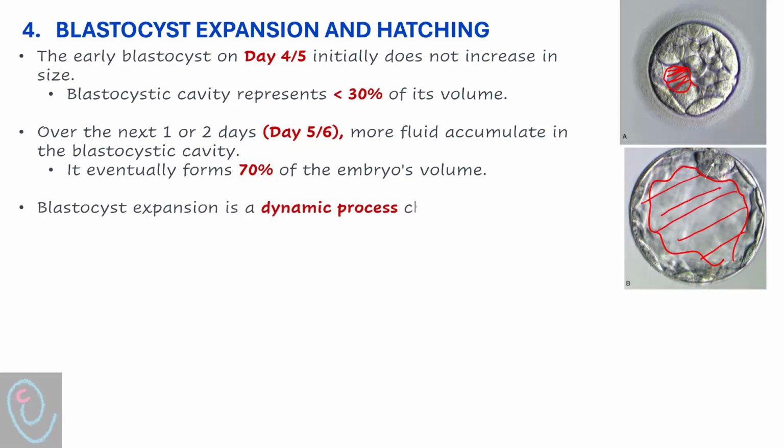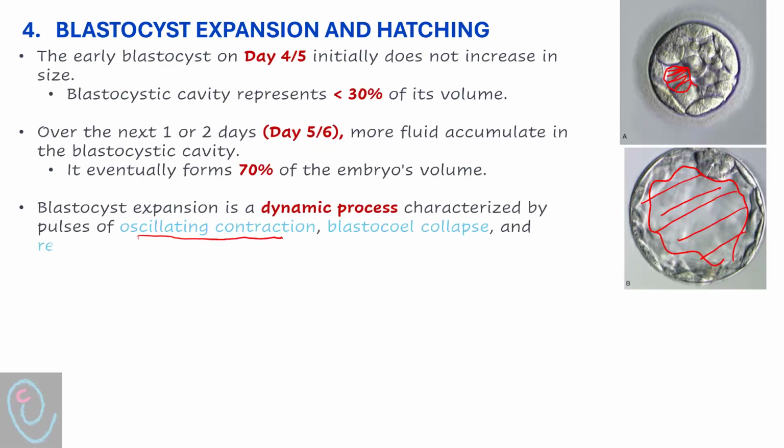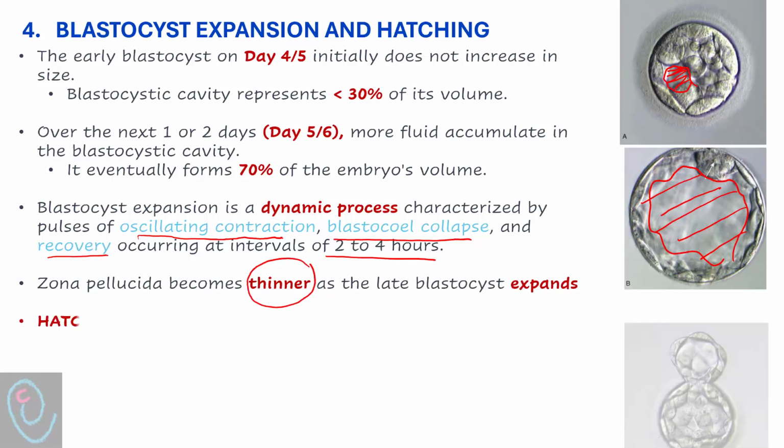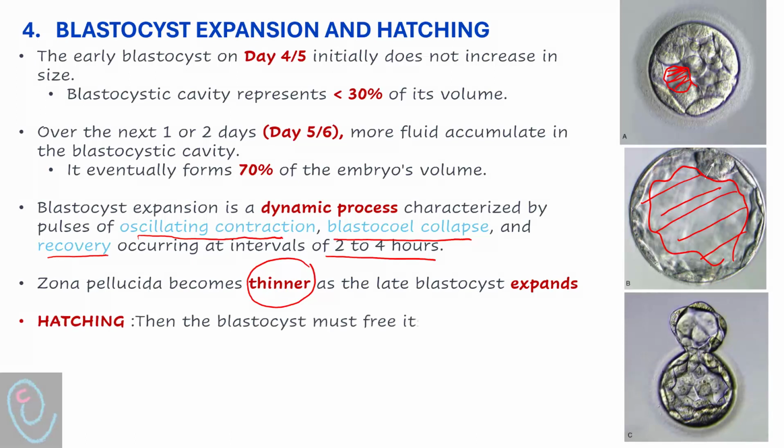Blastocyst expansion is a dynamic process characterized by oscillating contraction, blastocele collapse, and recovery, which occurs at intervals of 2 to 4 hours. As the blastocyst expands, the zona pellucida becomes thinner, and finally, hatching will happen. Hatching means that the blastocyst will free itself from the zona pellucida.